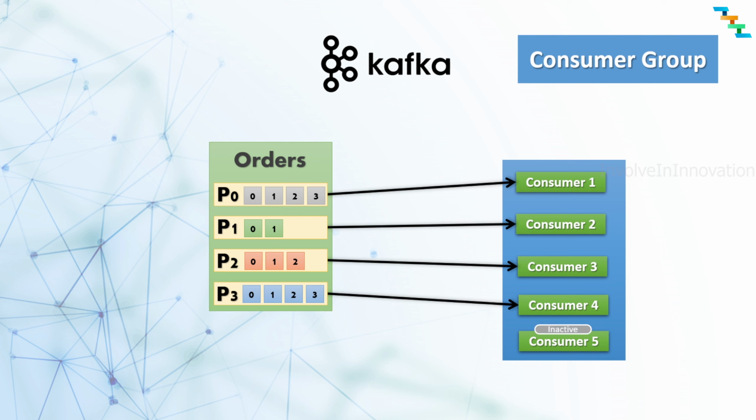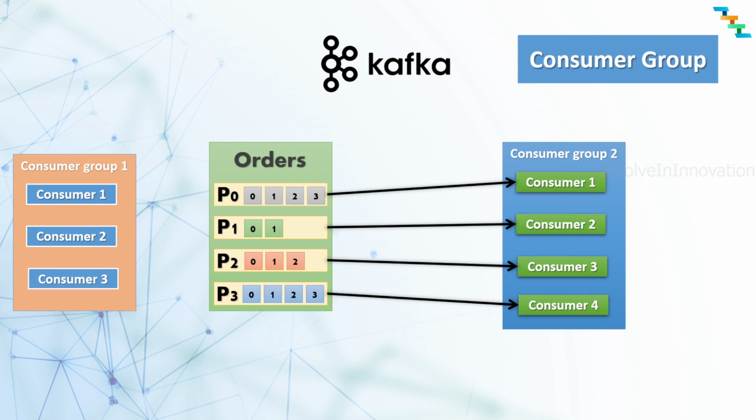There can be more than one consumer group listening on the same topic. For example, consumer group 1 has 3 consumers and is listening on the topic orders, and there is another consumer group 2 listening on the same topic orders. Each consumer group is identified by the group ID.